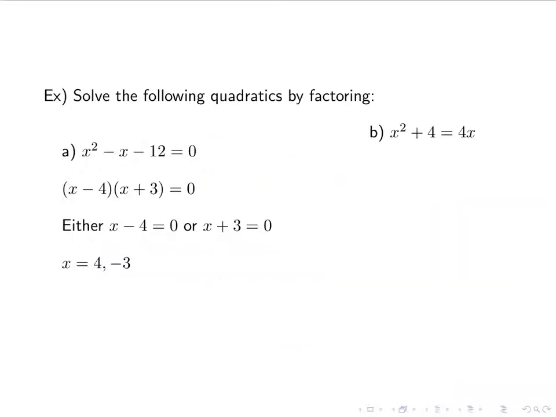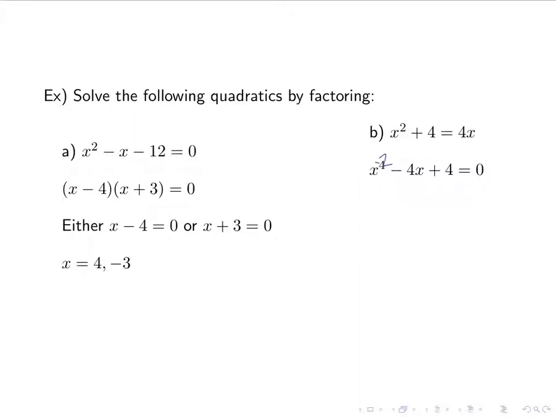So let's try another one. X squared plus 4 equals 4x. So this does not have 0 on one side, so the first thing we have to do is move that 4x over. And it goes in the middle, so that's where I'll put it. So that should be a squared. X squared minus 4x plus 4 equals 0.